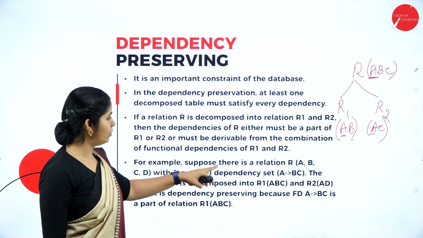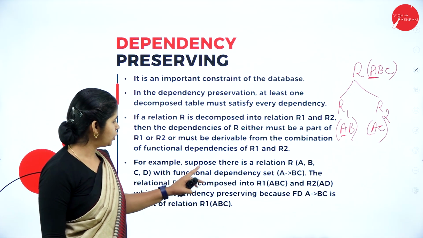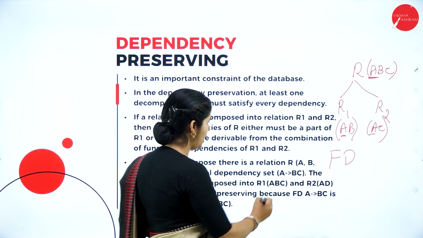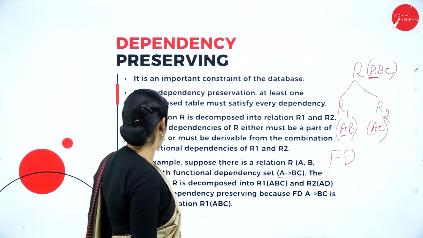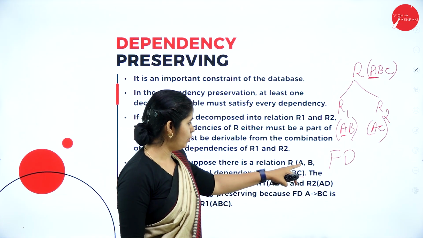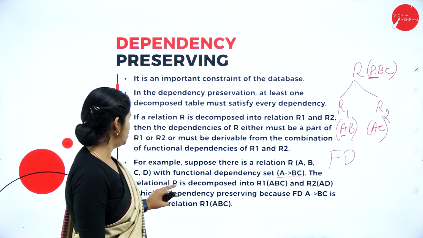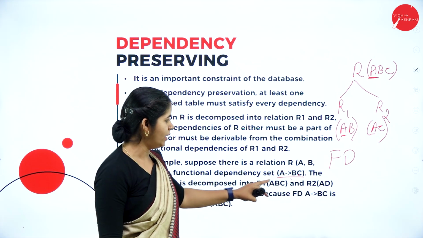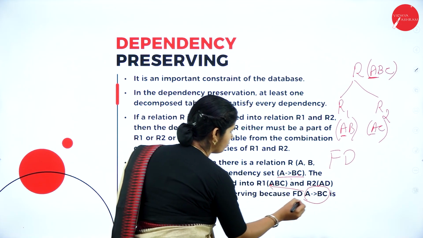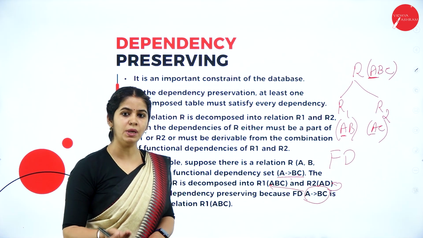For example, suppose there is a relation R with the attributes A, B, C, D and a functional dependency. The functional dependency is represented as A determines BC. With the functional dependency set A determines BC, attribute A is preserving the dependency with the B and C attributes. Then the relation R is decomposed into R1 and R2. Either this functional dependency should be part of R1 or it should be part of R2. Then we can say that the dependency has been preserved.